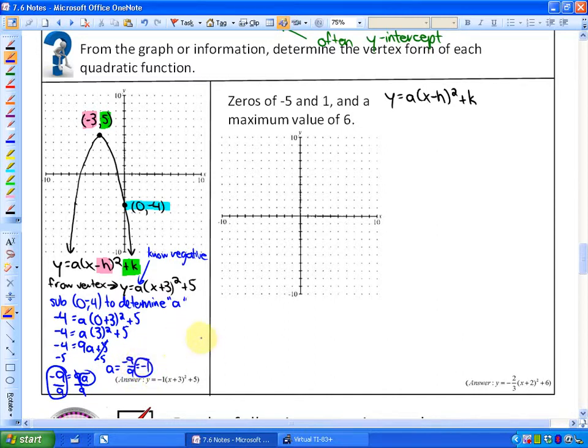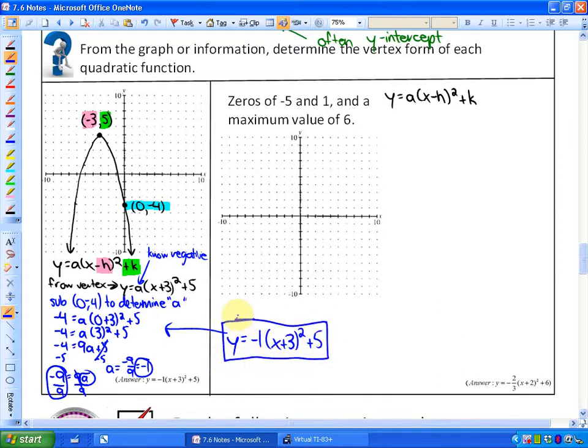So your final vertex form function is y is equal to a, which is negative 1, times x plus 3 squared, because that is the opposite of the x-coordinate of the vertex, plus 5. There's the specific vertex form of that quadratic function.